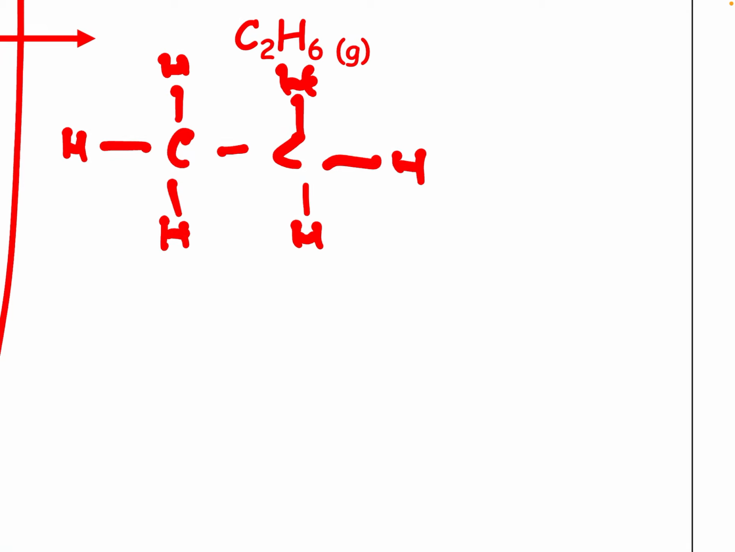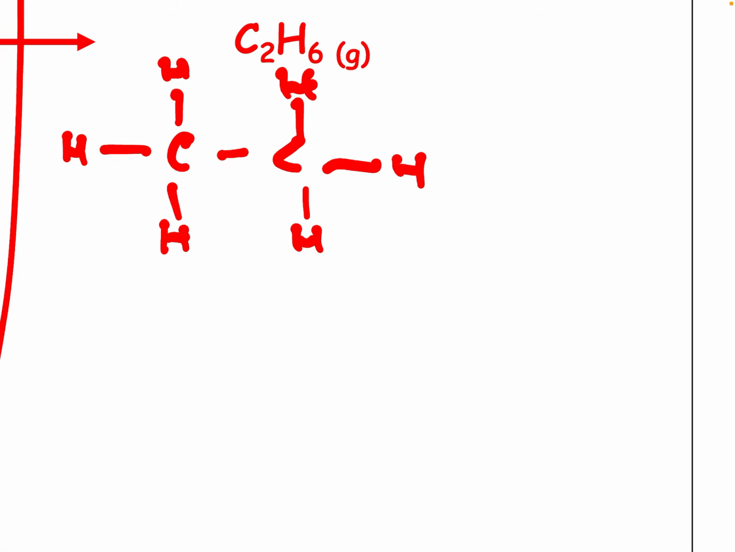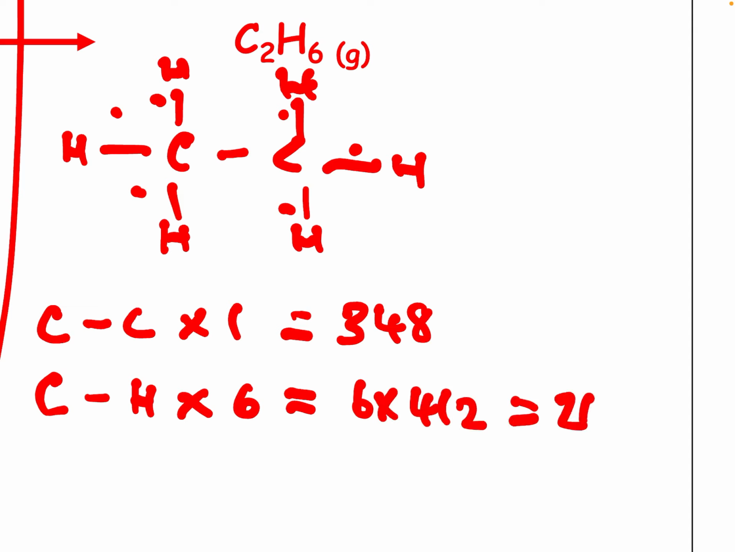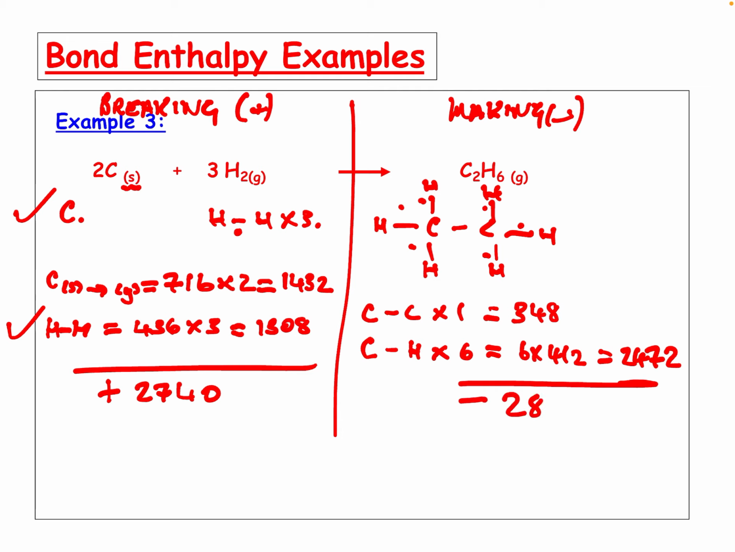We're going to quickly do this one just now. These are being made, so these are always going to be exothermic, they're going to be negative. We'll do a C-C bond because we've got 1 of them, and we've got a C-H bond. We've got 1, 2, 3, 4, 5, 6, 6 of those. This one is just going to be 348 kilojoules on its own, just 1. We've got 6 of these, that's going to be 6 times 412, so that ends up being 2,472 kilojoules. If we add all that together, that is going to be negative, and it's 2820.